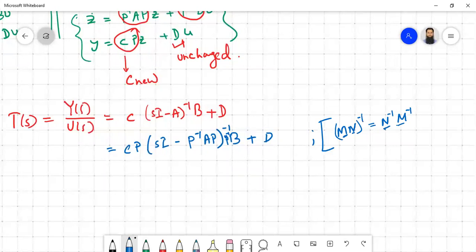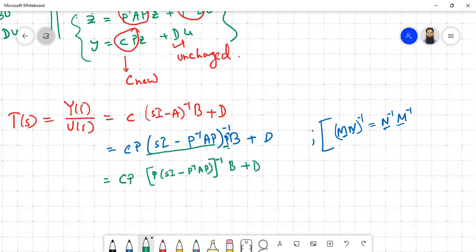As you can see, there are two inverse matrices, this one as well as the P inverse, small p inverse. Now if you want to take a common inverse, then P will be coming first, then the other big one will be going. So C P, then P coming first, then you have (sI minus P inverse AP) inverse, and the whole thing is inverse B plus D.